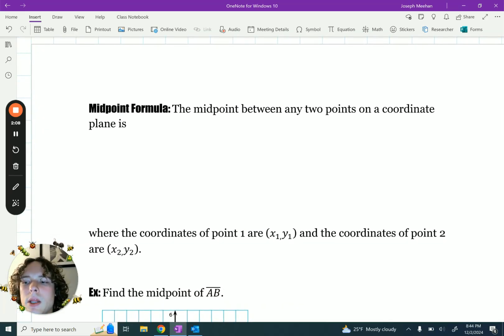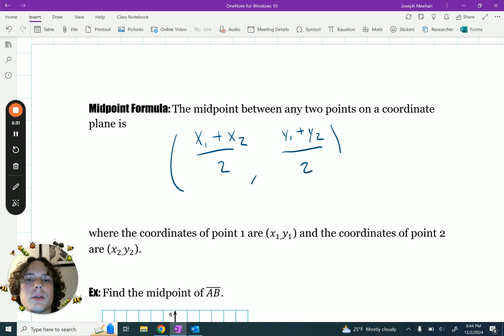Every time you're trying to find the midpoint between 2 points or on a segment, you're always going to use the midpoint formula. The midpoint formula says the midpoint between any 2 points on a coordinate plane is x1 plus x2 divided by 2. That's the first coordinate, the x coordinate of the midpoint. And then y1 plus y2 divided by 2. That's the midpoint formula.